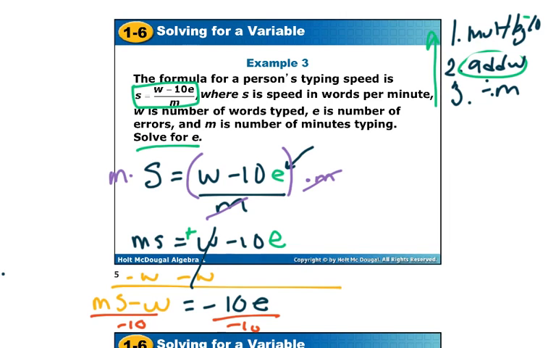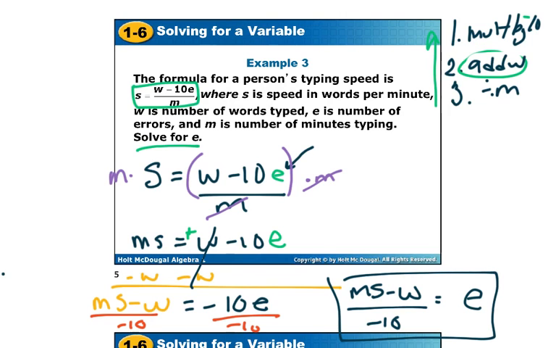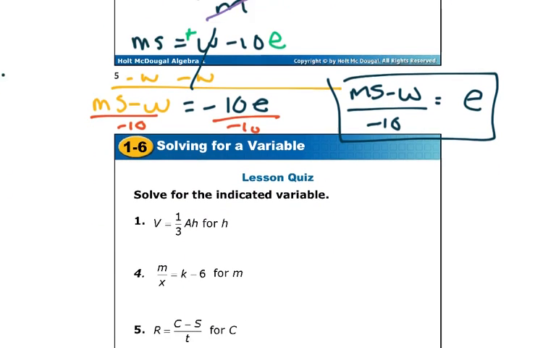So that means that E is finally all by itself, and what's left over is an M times an S minus W divided by negative 10. And that is your rewritten version. So if order of operations worked well for you, this is kind of the next step to that, okay? And so if order of operations didn't go so well, you might want to think of this as numbers versus letters, because then it would give you a little bit more practice.